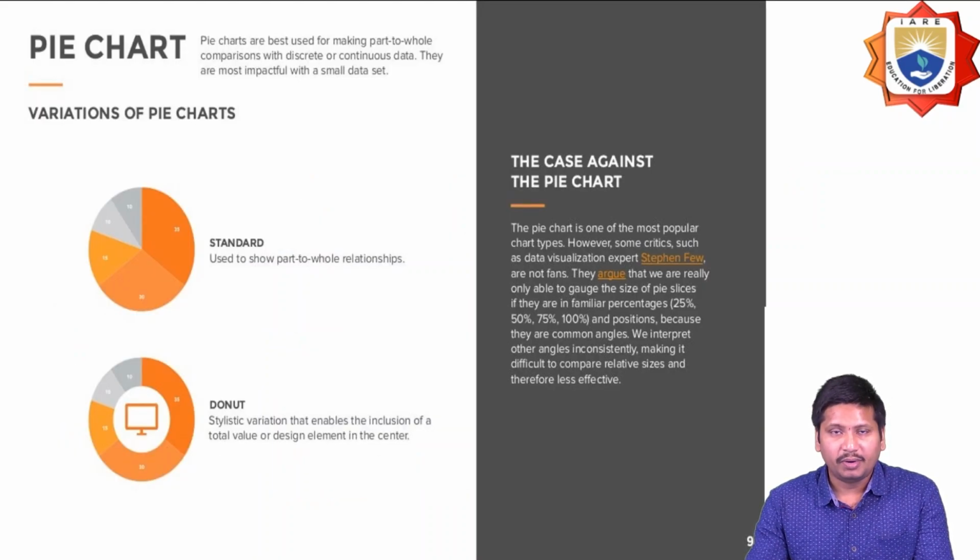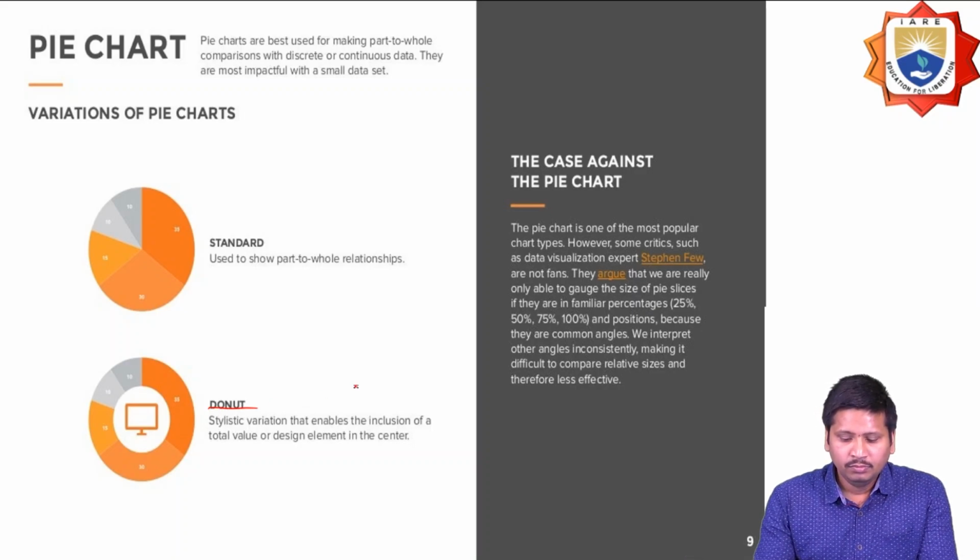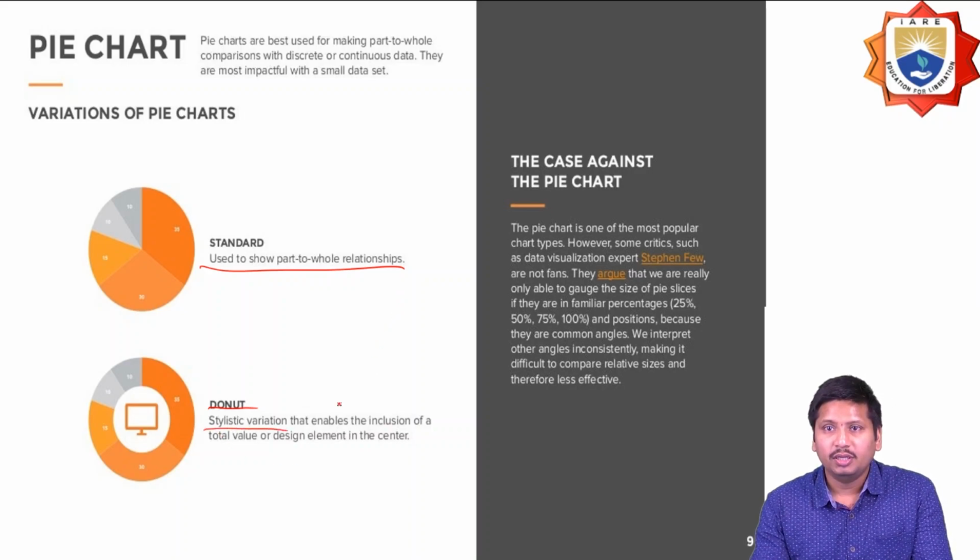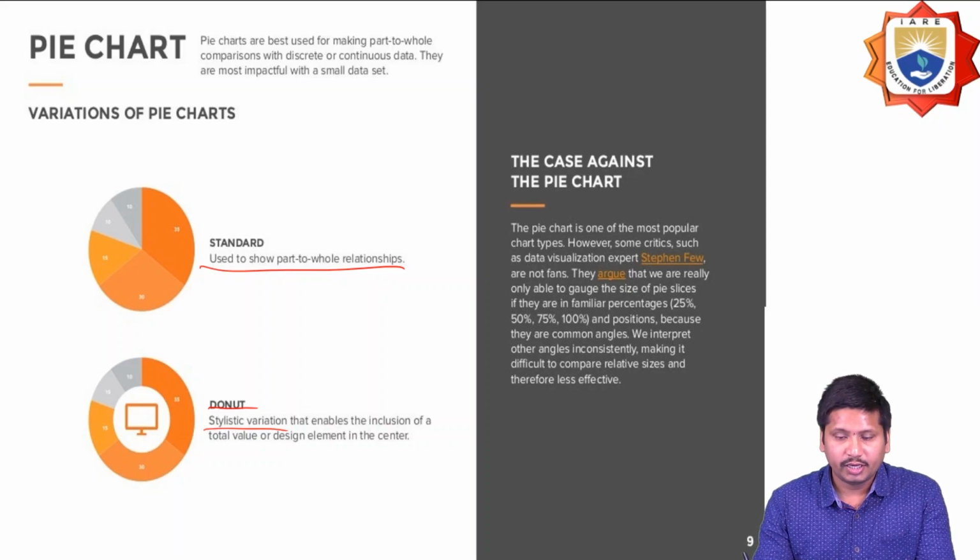And next one is the pie chart. The pie chart is mainly used for showing part-to-whole relationships, or making part-to-part comparisons, with both discrete and continuous data, and it is most impactful with a small data set. Variations of pie charts are available, like the standard pie chart and the donut pie chart. The standard pie chart shows the part-to-whole relationship, whereas the donut is a stylistic variation that enables the inclusion of the total value as a design element.